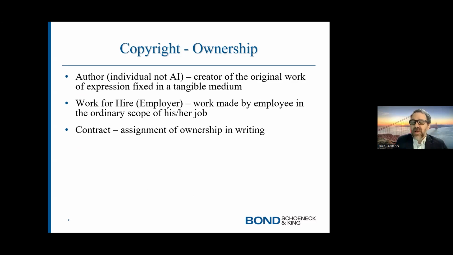So this presentation, for example, that I authored, I certainly took some from some of my colleagues, but I authored a lot of it, is owned by Bond, Schoeneck King, not by me, because this was made in the ordinary scope of my job. And third way ownership can be made, I guess, is through contract. So the first author could assign that work to somebody else. If they're an independent contractor, for example, making a work for someone, and then they assign that work to another individual who could then register that work.